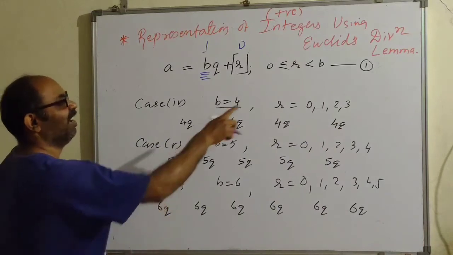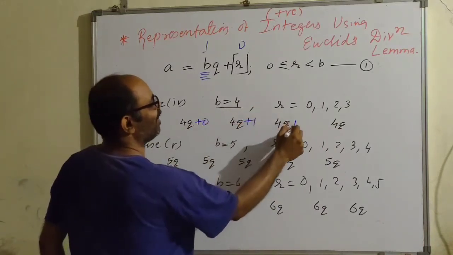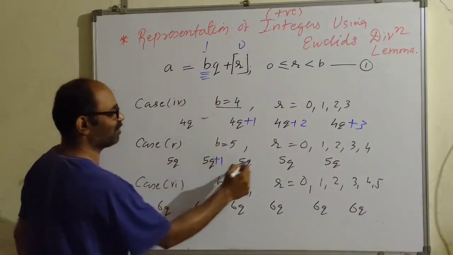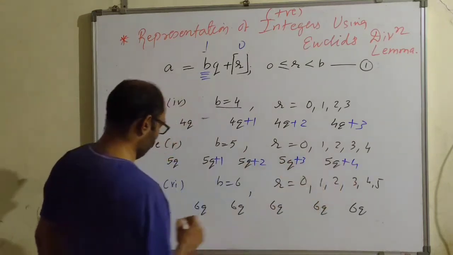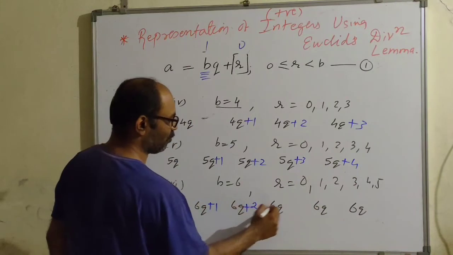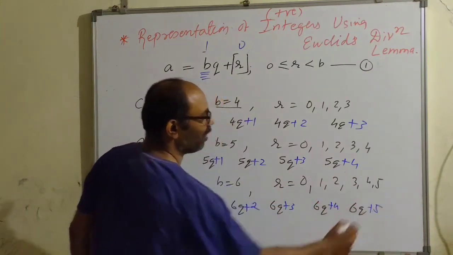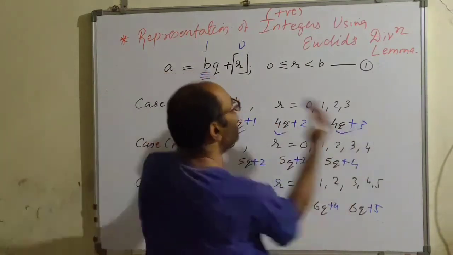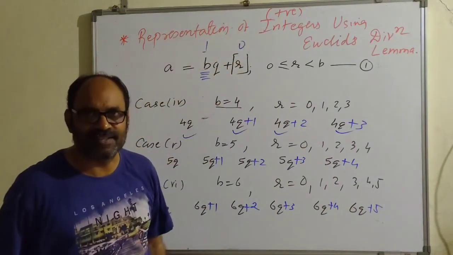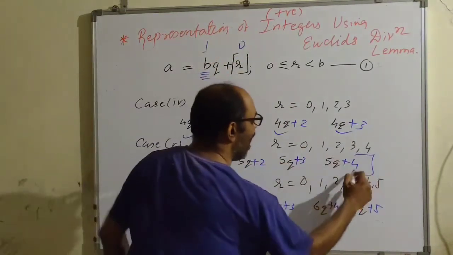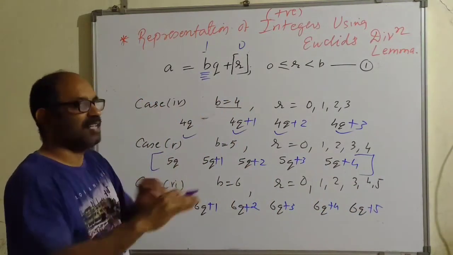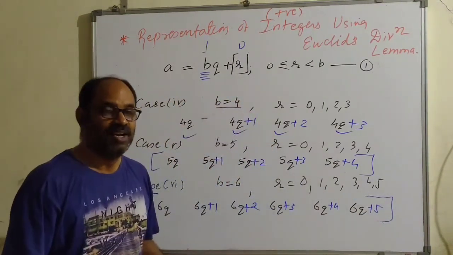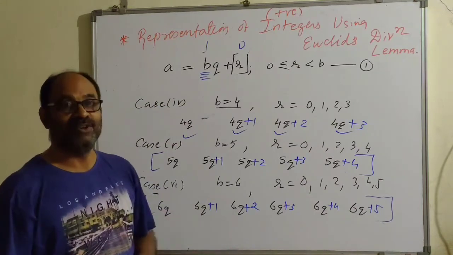Right? Let's go. Remainders: in the first, plus 0, plus 1, plus 2, plus 3; plus 0 you may not write. In the next, plus 1, plus 2, plus 3, plus 4. Then plus 0, plus 1, plus 2, plus 3, plus 4, plus 5. Children, you put the value of Q and check. These four expressions together will give you all integers. In the next case, these five expressions together will give you all integers. In this case, all these 6 expressions together will give you all integers when you put different values of Q.